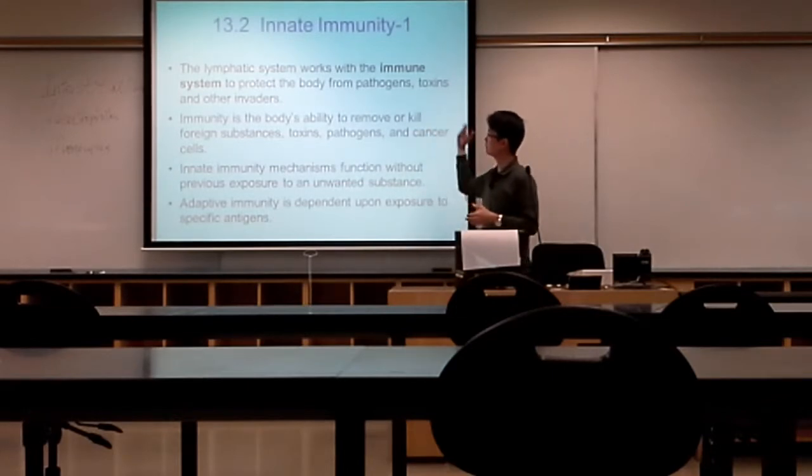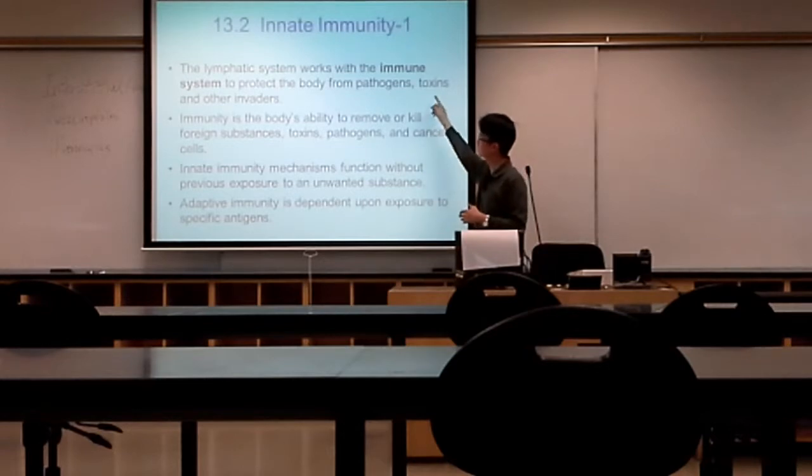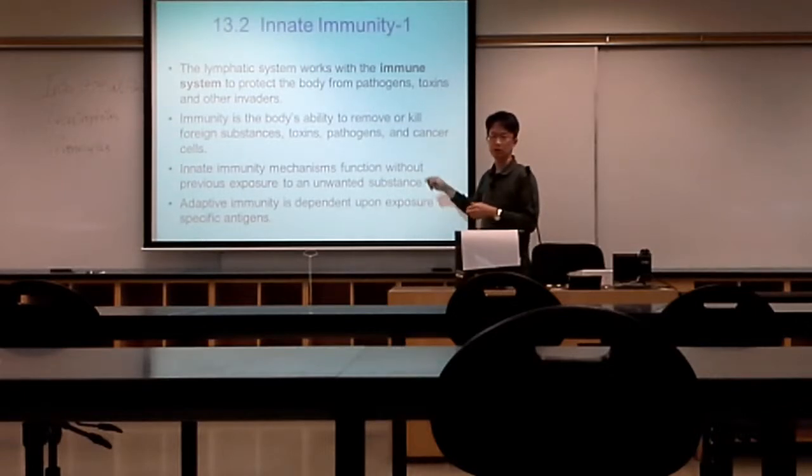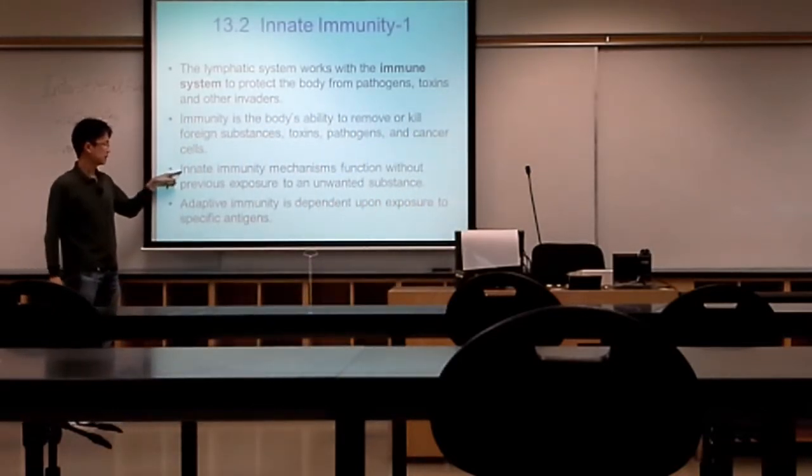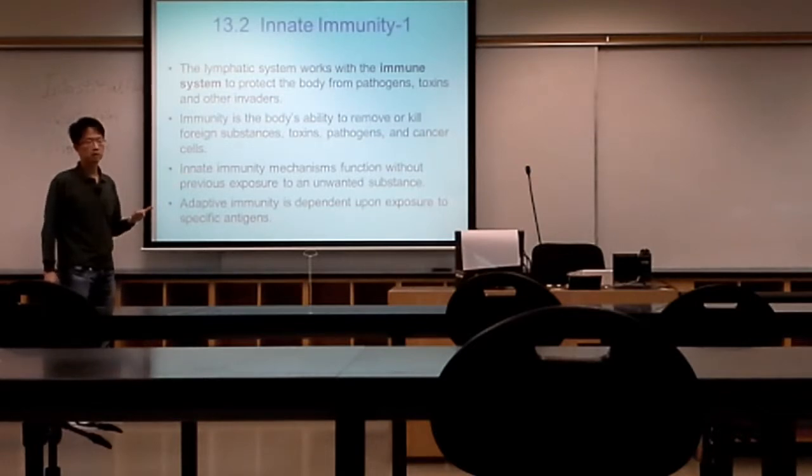The lymphatic system works with the immune system. That's why we group the two systems together when we talk about them. The immune system is to protect the body from pathogens, toxins, and other invaders. The immune system also kills cancer cells. This is very important. If you have a strong immune system, it actually protects you from cancer. We have two types of immunity: innate and adaptive. Innate immunity is the mechanism that works without previous exposure to unwanted substances. For example, fever, sneezing, running nose, coughing. All these are called innate immunity. That means your normal cold or flu symptoms are the innate immunity.